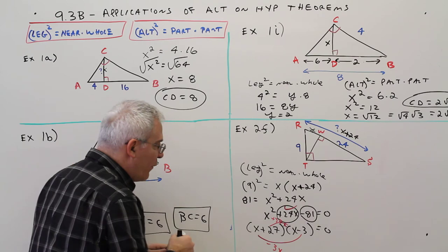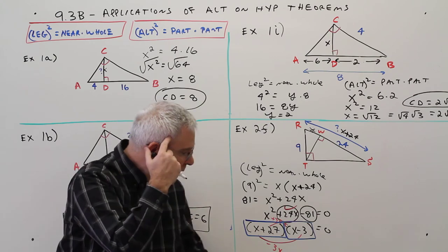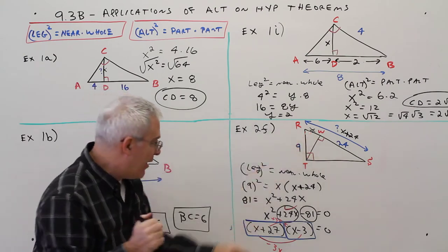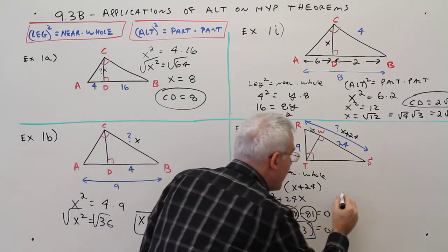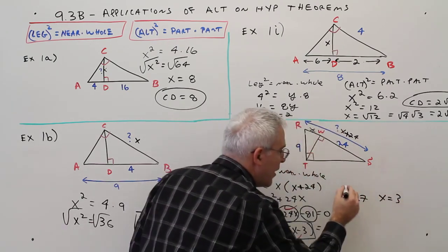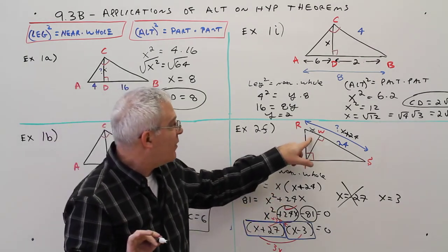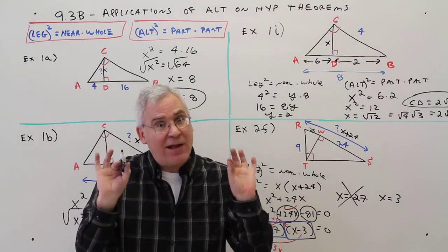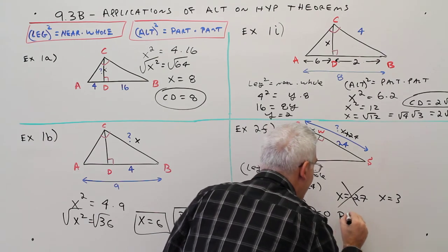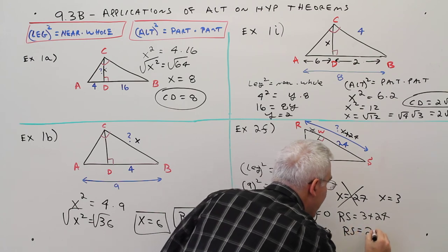And then we're going to split each factor and set it equal to 0. I could do that in my head. X could be negative 27. I can't have a negative side length, so I'll just write down my answer. So x equals negative 27, or x equals positive 3. I'm discarding that one because it does not make sense. Let's see if x equals 3 makes sense. Yes. Now, again, answer the question. They don't care about x. They really wanted RS. So RS will be 3 plus 24, or RS will be 27.